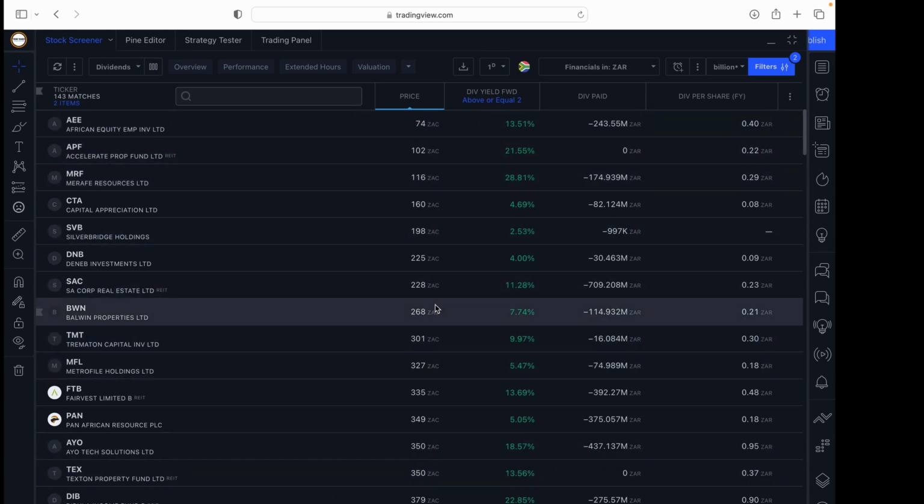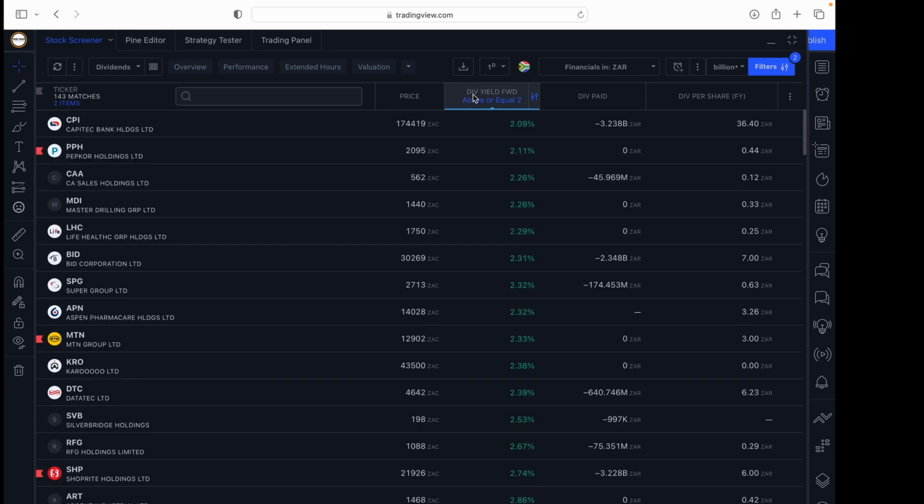But remember that this list is sorted using the price. If you want to sort this list using the dividend yield, you just click on the dividend yield. So you see there at the top, we start with Capitec Bank Holdings, which has a dividend yield of 2.09%. The full year dividend that they paid was 36.40 rand per share.